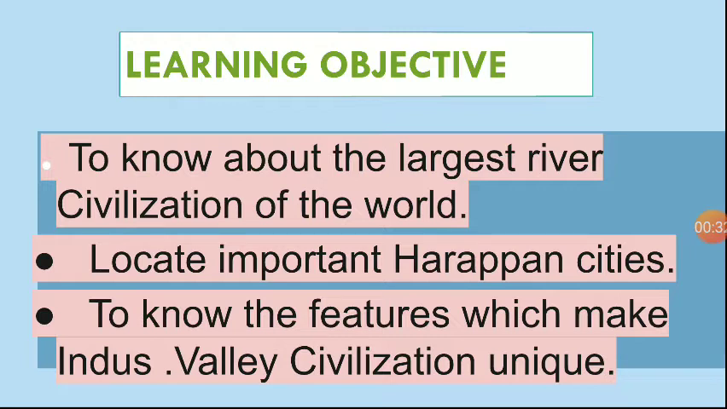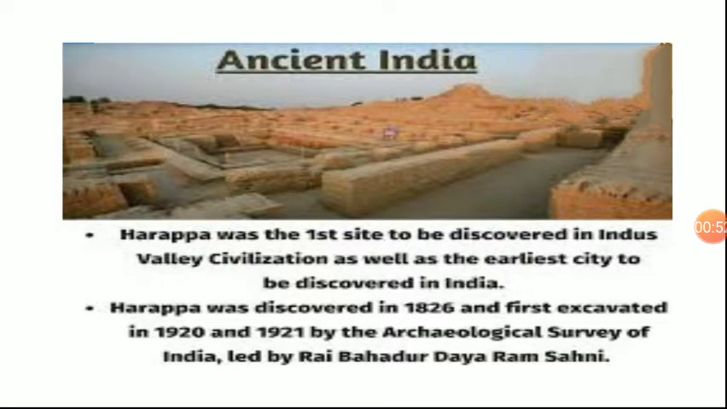Now, what is the learning objective of this chapter? Or why we need to know about this chapter? Here in this chapter, we will be studying about the important and the biggest river civilization of the world and its uniqueness, which makes it very important. Now, which civilization we will be learning in this chapter? We'll be learning about Indus Valley Civilization on River Indus.